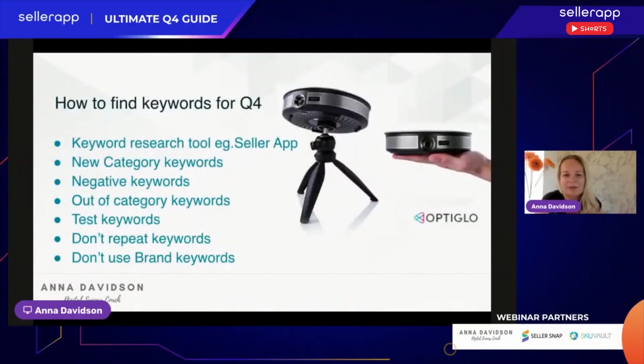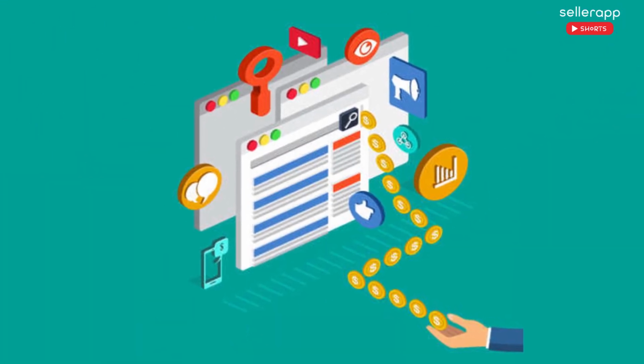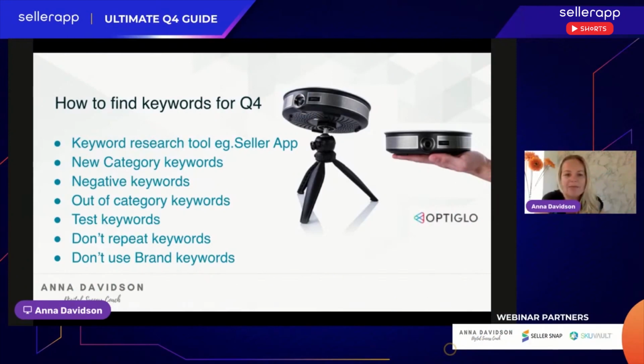We find these keywords? Well, Seller App have got a wonderful tool. There are other software out there as well. It's about getting one that you really like and really using it for its value. You can find new category keywords for the particular category you're selling in. We're getting rid of the bad keywords and looking at negative keywords that you don't want in your PPC campaigns. Maybe out-of-category keywords as well.